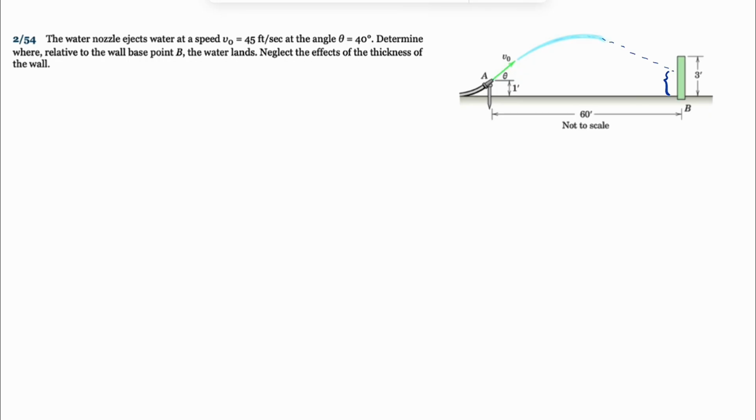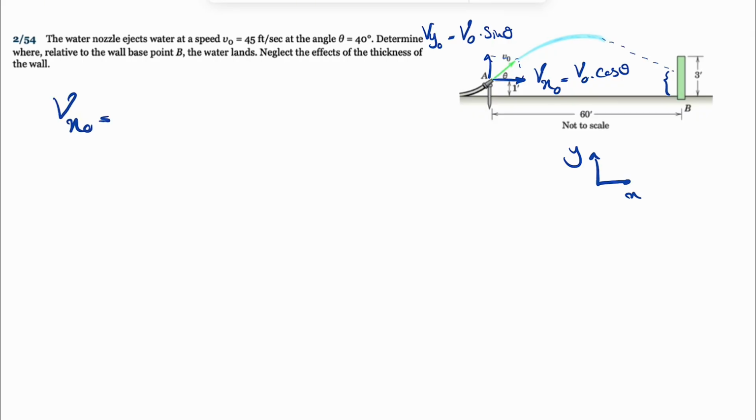First, we're going to consider the movement in the horizontal, or x, direction. Resolving v0 into x and y components, vx0 is going to be v0 cosine of theta, and the y component will be v0 sine of theta. This is the initial velocity in the y direction. Based on this, we can find vx0 and vy0.